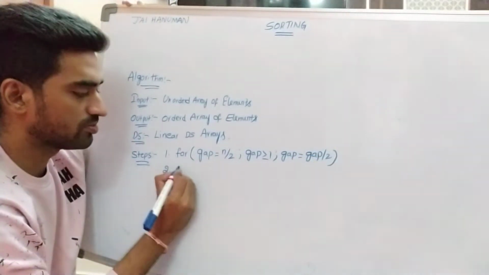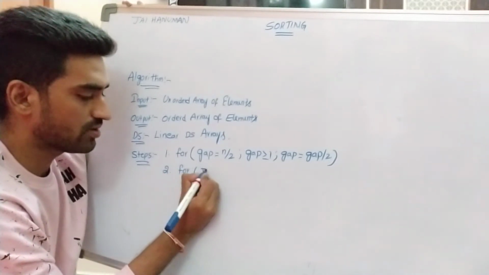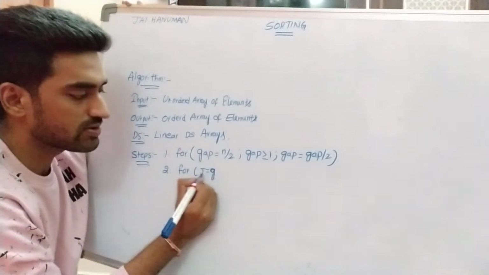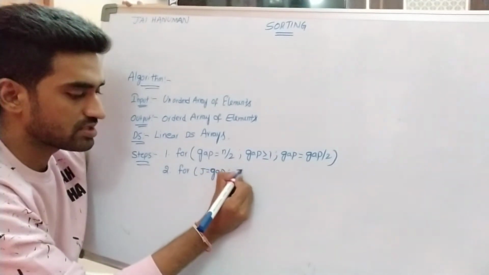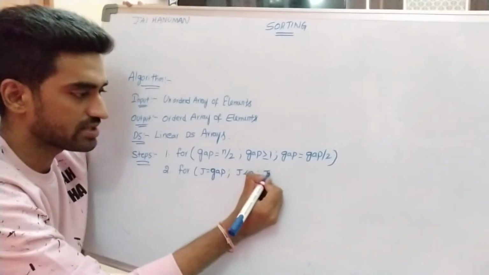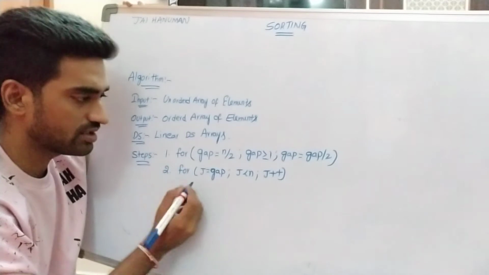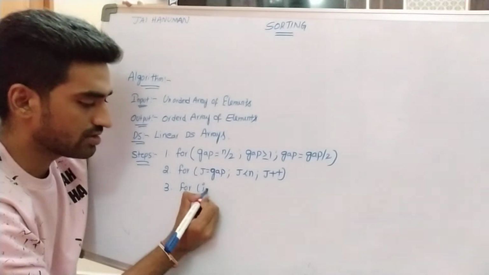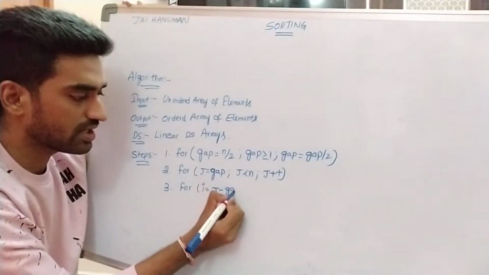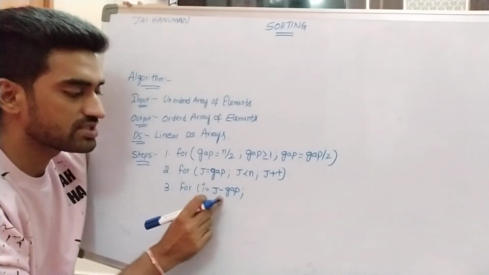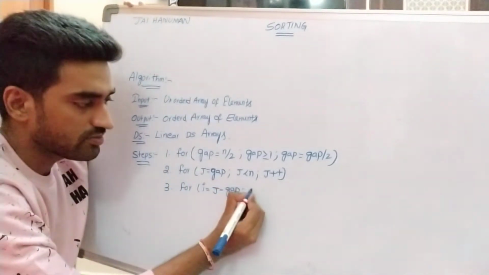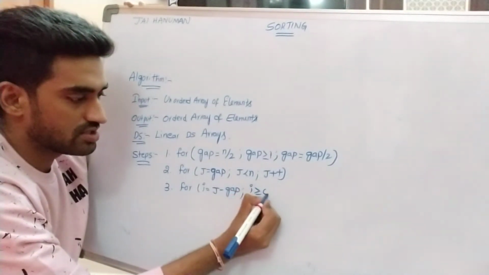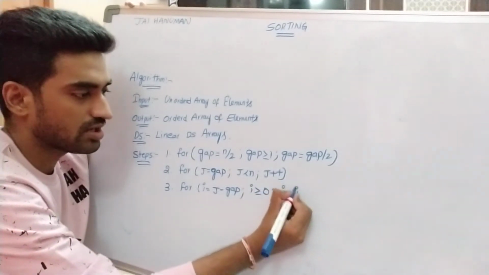And we are taking one more loop, for j is equal to gap. Once this condition becomes true, the gap value is assigned to the j variable. Then we check j less than n, j plus plus. Once this condition becomes true, we check one more loop, that is for i is equal to j minus gap. First we find the i value with the help of j minus gap. Then we check i greater than or equal to 0.